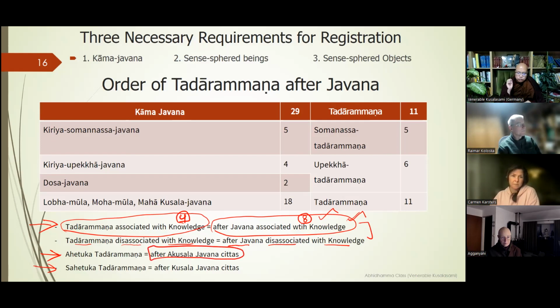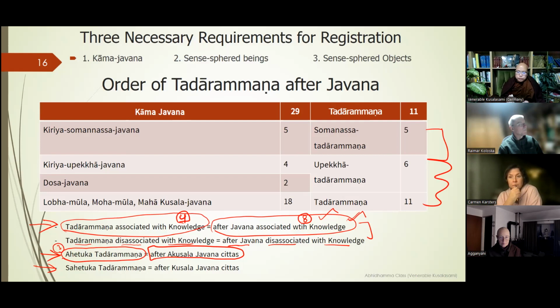You know, common. So what do you think? I understand. I also thought like that before, when I started learning. After the Akusala Javana, so the Javana is one of the akusala consciousness, the Tadaramana should be ahetuka Tadaramana. So it means there are only 3 possibilities. Ahetuka Tadaramana is only 3. But you have to look at it from that point of view as well.